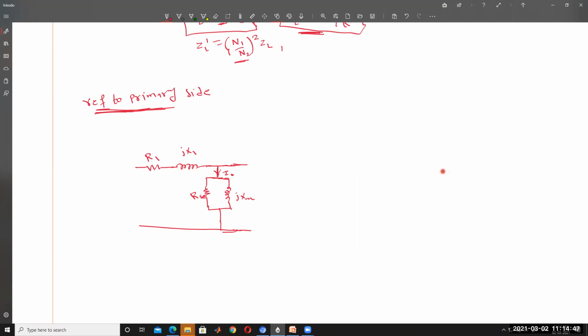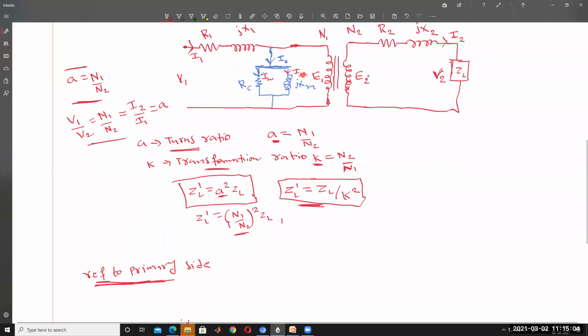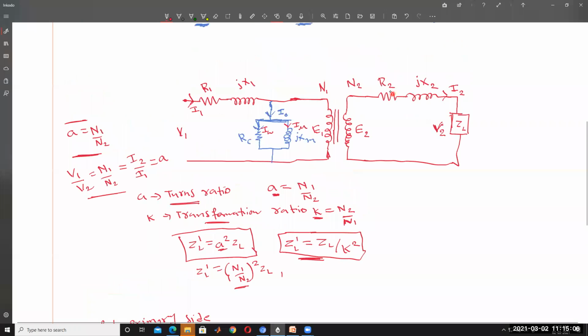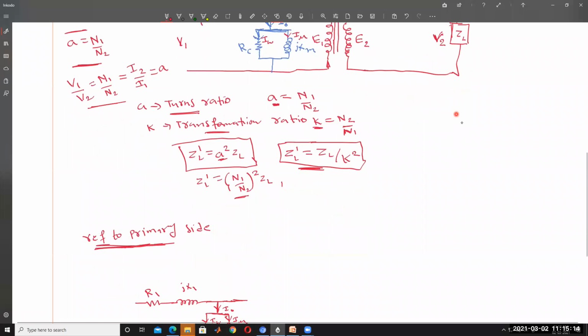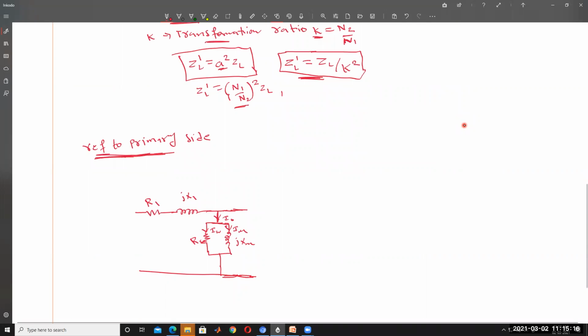And this current is called the working component IW. This current is called the magnetizing current I mu. Am I right? Now we are converting the secondary resistance, that is R2. The R2 is converted into the primary side, and it will come in series with this transformer winding. So how to represent it? Like this manner.